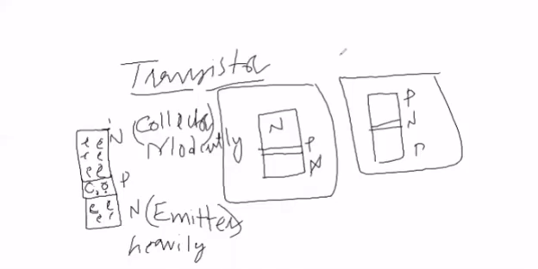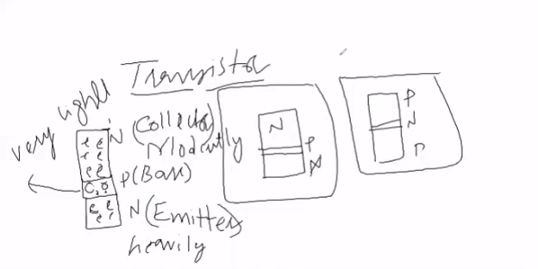And the base, the middle region. Okay, so the base region, this middle region, is known as the base. This is a very thin region, very thin and very lightly doped. So the base region is very lightly doped, and very thin.